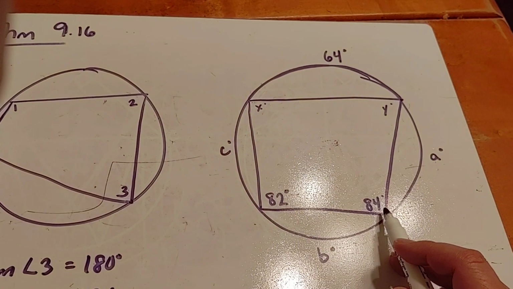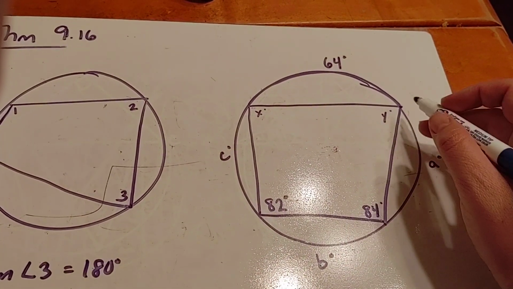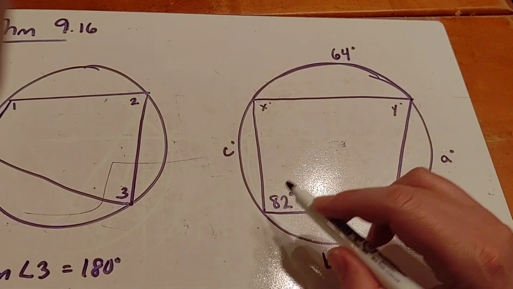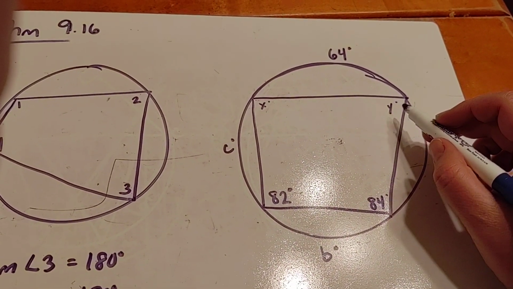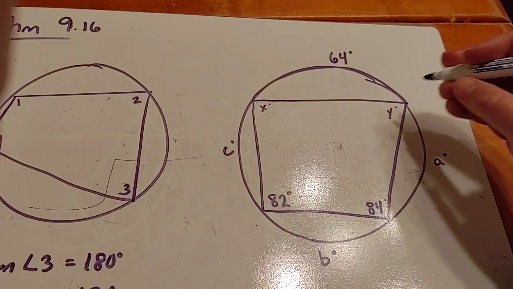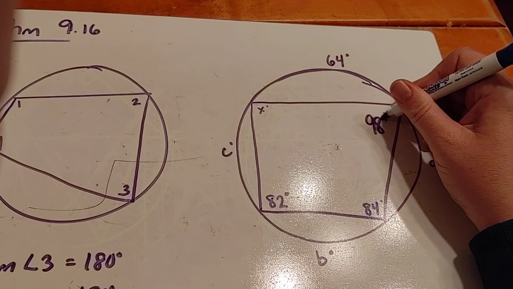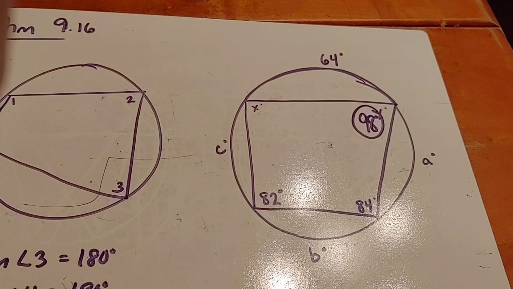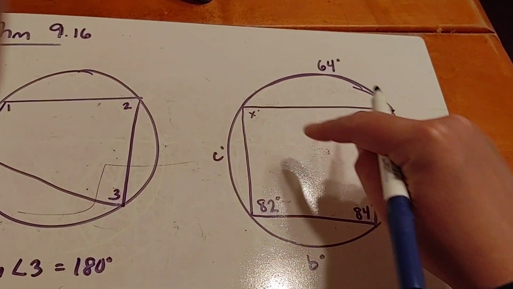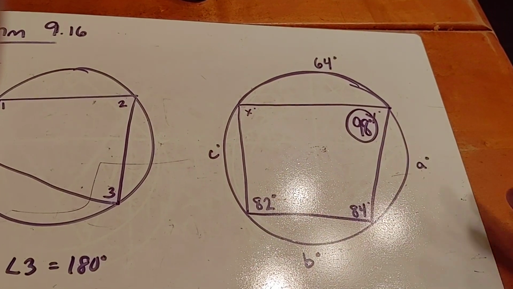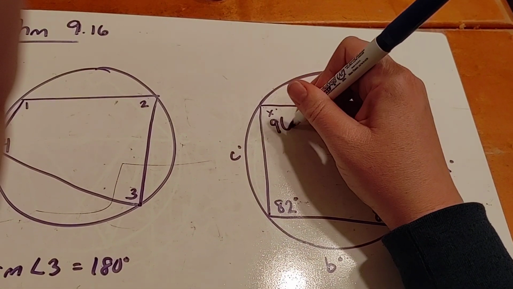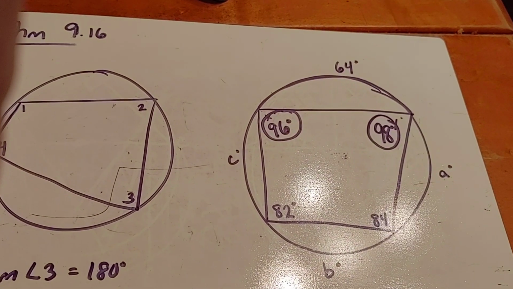Why don't we start by finding the angles in our quadrilateral, and then we'll see if we can find some of these arc measurements. All right, so 82 and y are supplementary, or add up to 180 degrees. 180 minus 82 is going to give me 98 degrees for this angle y. All right, 84 and x are supplementary because opposite angles in an inscribed quadrilateral are supplementary. 180 minus 84, 96 degrees for x.